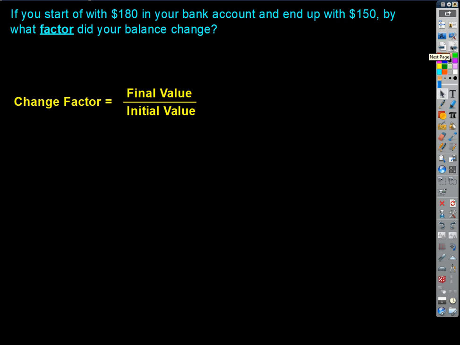If you start with 180 bucks in your bank account, you end up with 150. By what factor? Whenever we talk about a factor, factors are things in math that we do what with? Multiply. Yeah, factor means we're multiplying by it, right? By what factor did your balance change? Meaning, what do I have to multiply by to start with 180 and get 150? This is the same idea as a dilation factor. We're starting with a parent amount, and we're ending up with what they call a child amount, some amount that's been transformed.